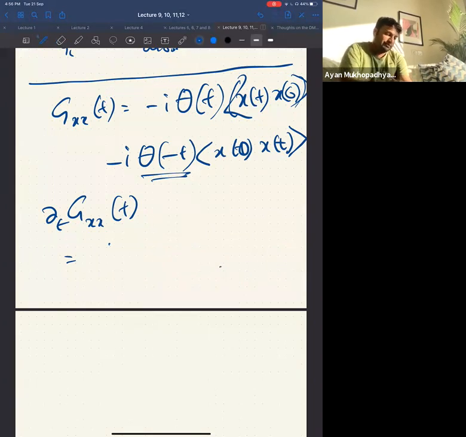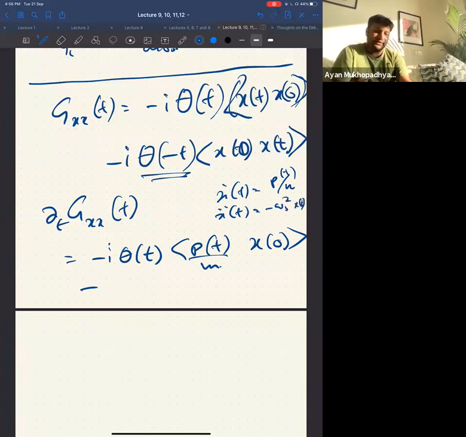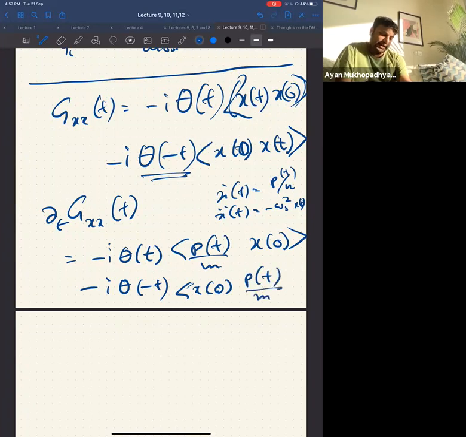So basically I have to take a derivative here of x. In that case, I get minus theta t of p_t by m x_0. I'm using the Heisenberg equation of motion for x_t, and I'm now doing operator calculations. x dot t is equal to p_t by m, and x double dot t satisfies minus omega naught squared x_t. I just have to use this. These are the Heisenberg equations of motion for x. And then I get minus i theta minus t and x_0 times p_t by m.